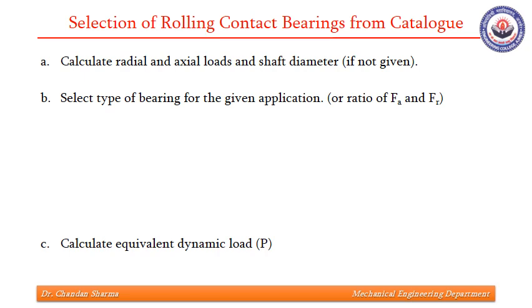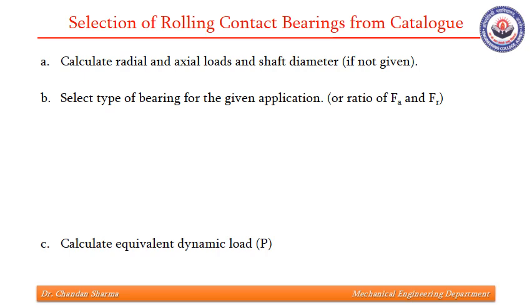The very first point is we need to calculate radial and axial loads and shaft diameter if not given. In the majority of cases, we'll be given these loads, radial load, axial load, and shaft diameter. If not given, from our knowledge of shaft design, we need to find what will be the axial load, what will be the radial load, and what will be the shaft diameter.